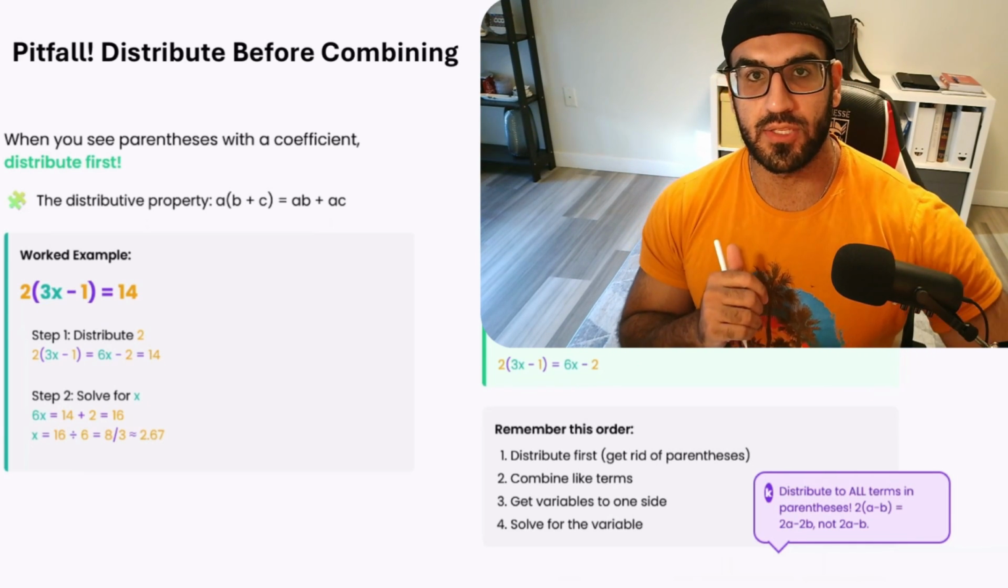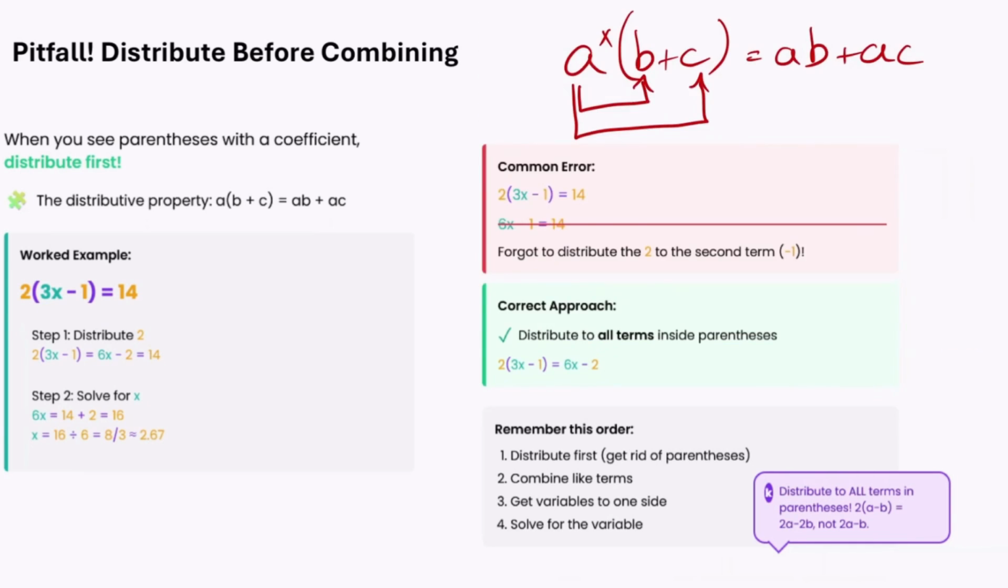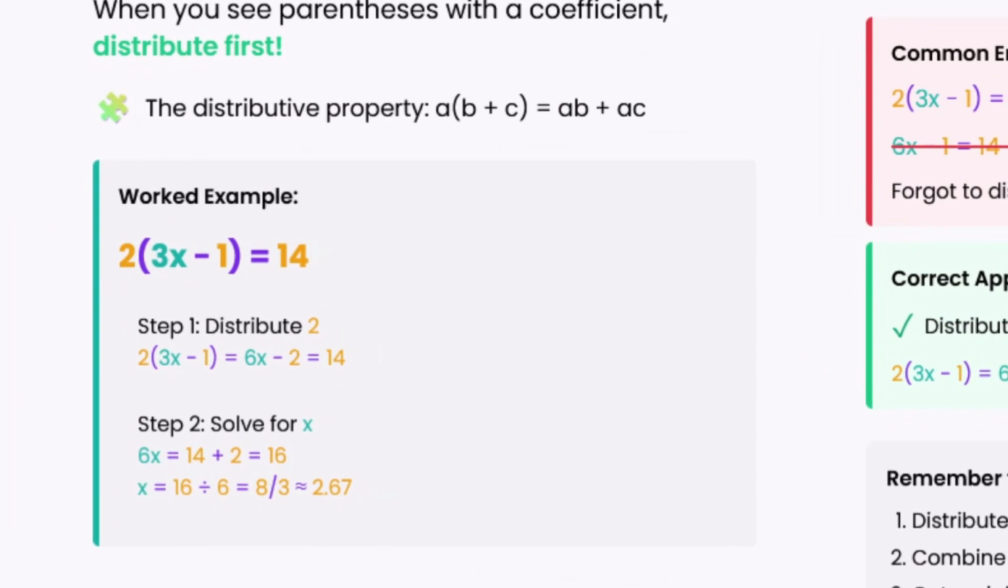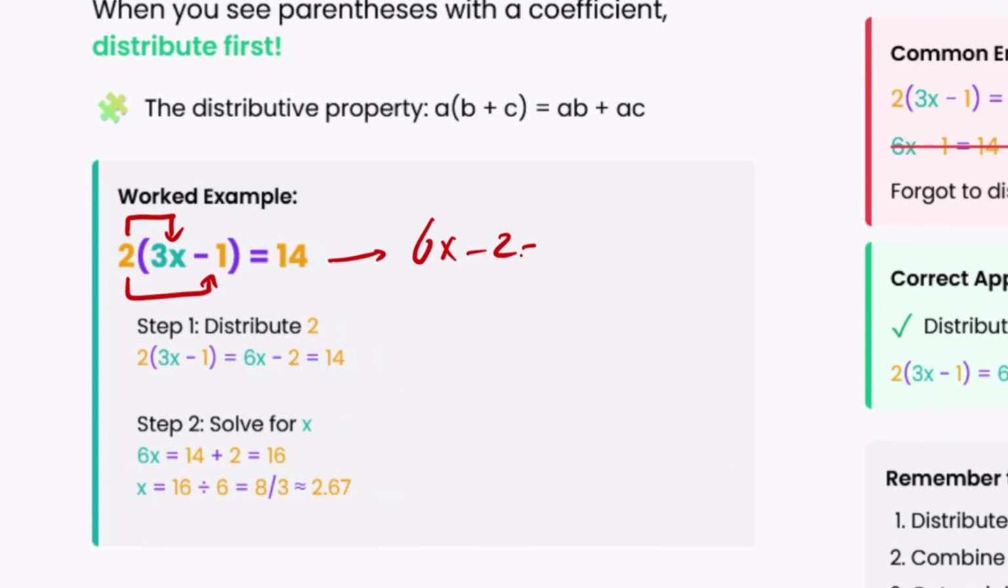So let's look at this question. In this question, I do have 2 times 3x minus 1 is equal to 14. Based on the distribute rule, I know 2 should be multiplied by 3x, and 2 should be multiplied by negative 1, so I do have 6x subtracted by 2 is equal to 14.